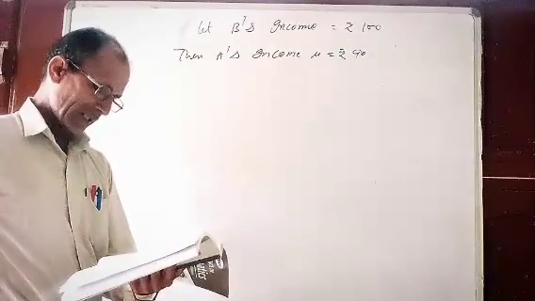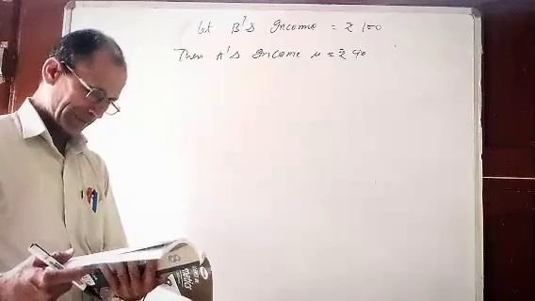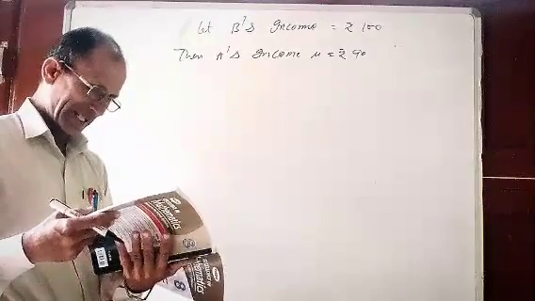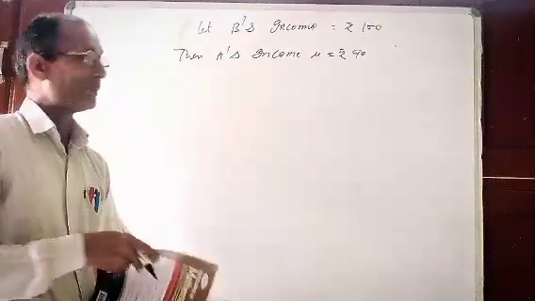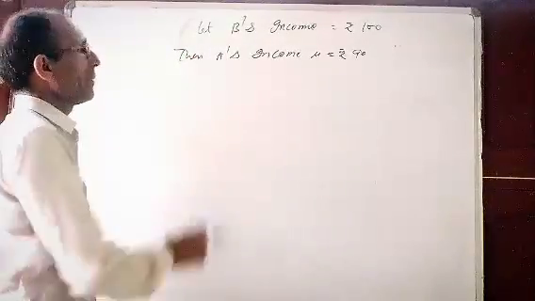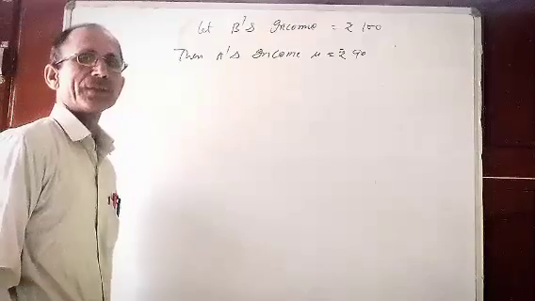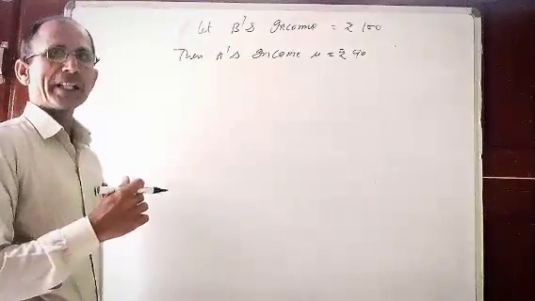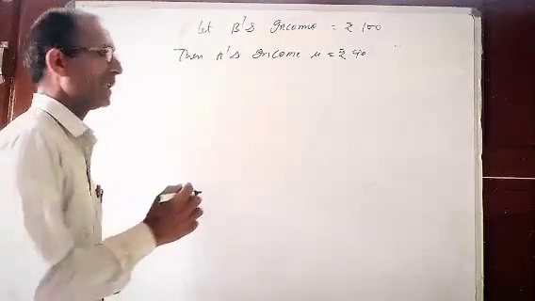A's income is 10% less than B's income. How much percentage is B's income more than A's income? I assumed B's income is rupees 100. Then A's income is rupees 90. So now by unitary method, you will solve this one.